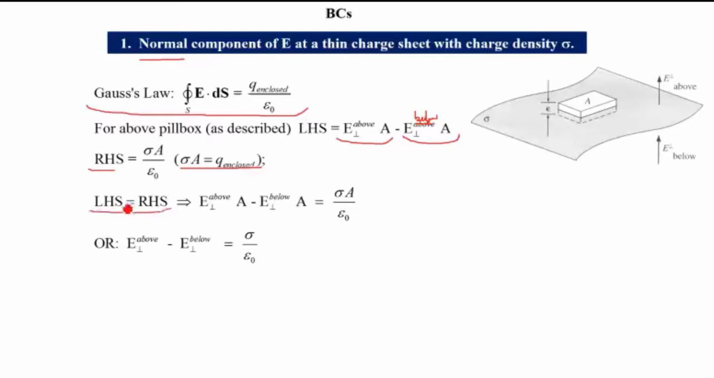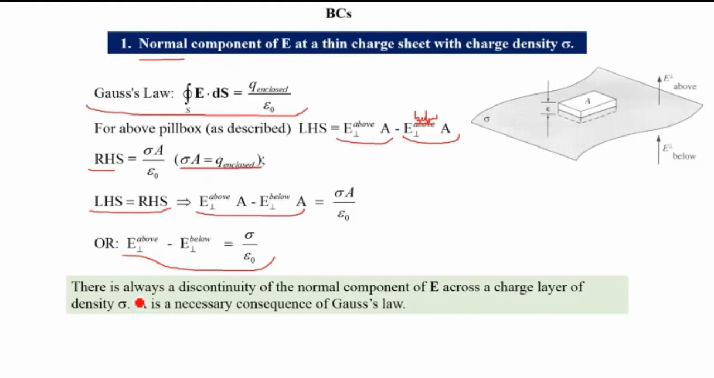Rewriting Gauss's law then in terms of the equality of these two sides, we would have this quantity here for the two components of the E field, and then here's the right-hand side. You'll notice that A is in all of the factors. We can divide by that, so we end up with this condition right here, that the change in the E field, above and below, is equal to the charge density divided by epsilon naught. What this says is there always is a discontinuity of the normal component of E across the charge layer, assuming that sigma is not zero. This is a necessary consequence of Gauss's law.